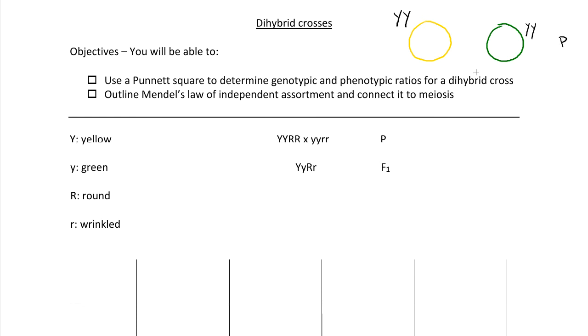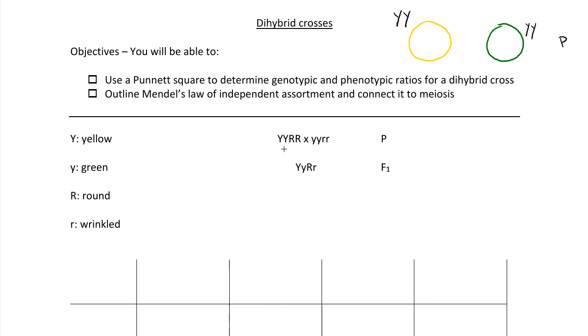Well, Mendel also did crosses where he looked at pea plants that differed at two traits controlled by two genes of interest. For example, in addition to color being controlled by the Y gene with yellow and green alleles, he also looked at the texture of the peas being controlled by another gene, which we'll call R. The dominant allele, capital R, codes for a round pea, and the lowercase r recessive allele codes for a wrinkled pea. And Mendel crossed plants that differed at both of these genes.